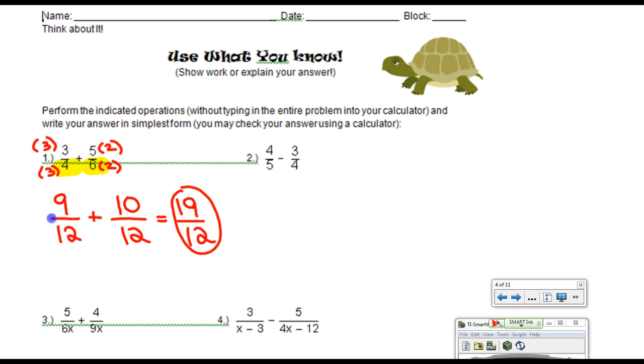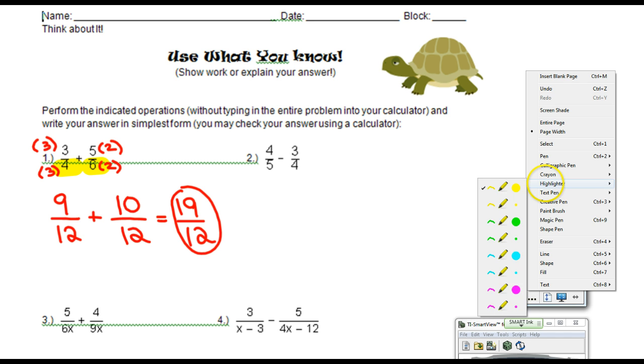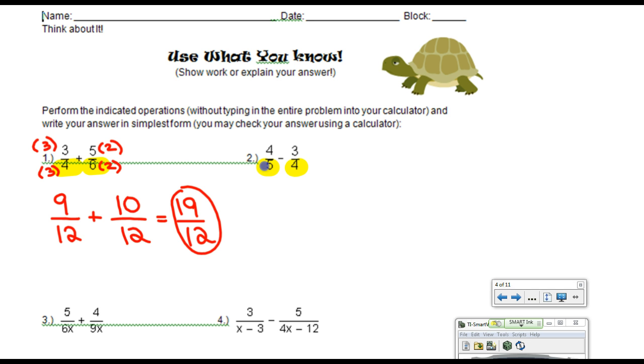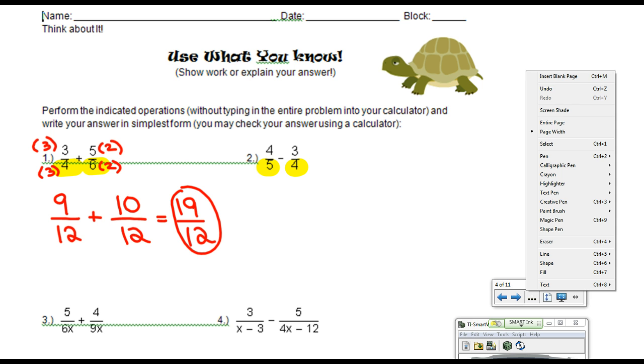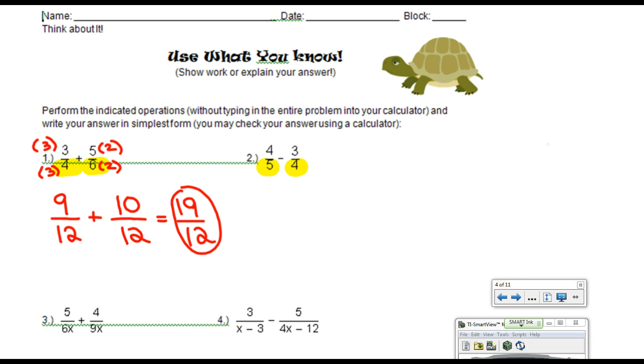All right, one more of the stuff you did way long ago. 4/5 minus 3/4. Again, when you subtract, you need to have common denominators. So we have to figure out what denominator we can make both a 5 and a 4 become. And 5 and 4 can be made into a 20.